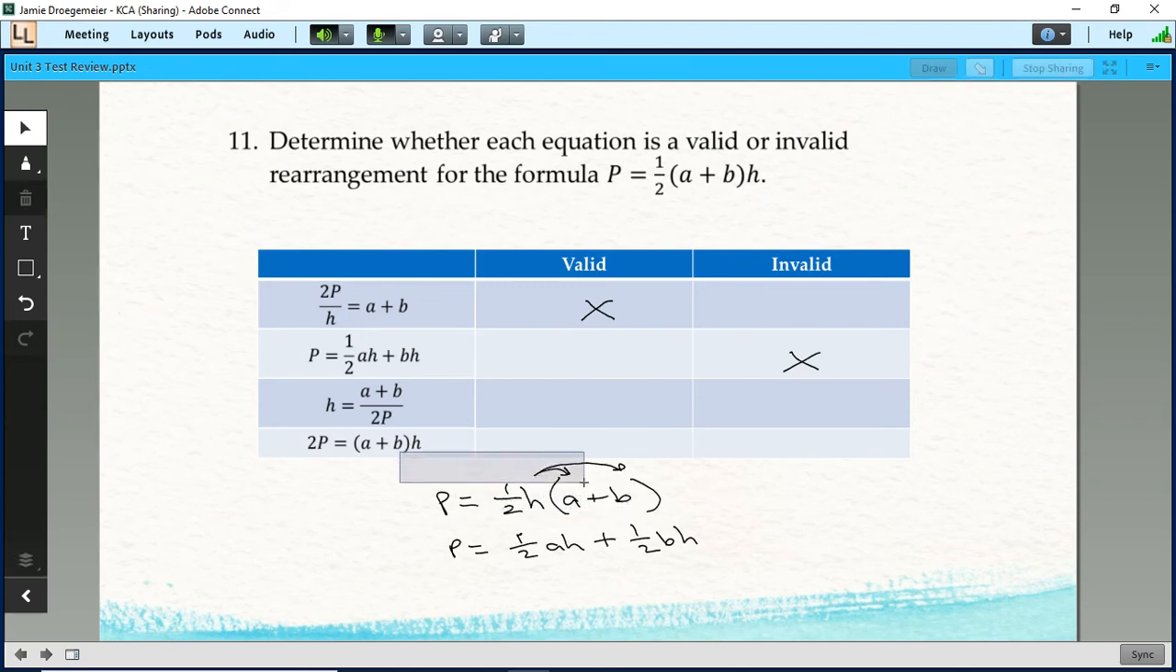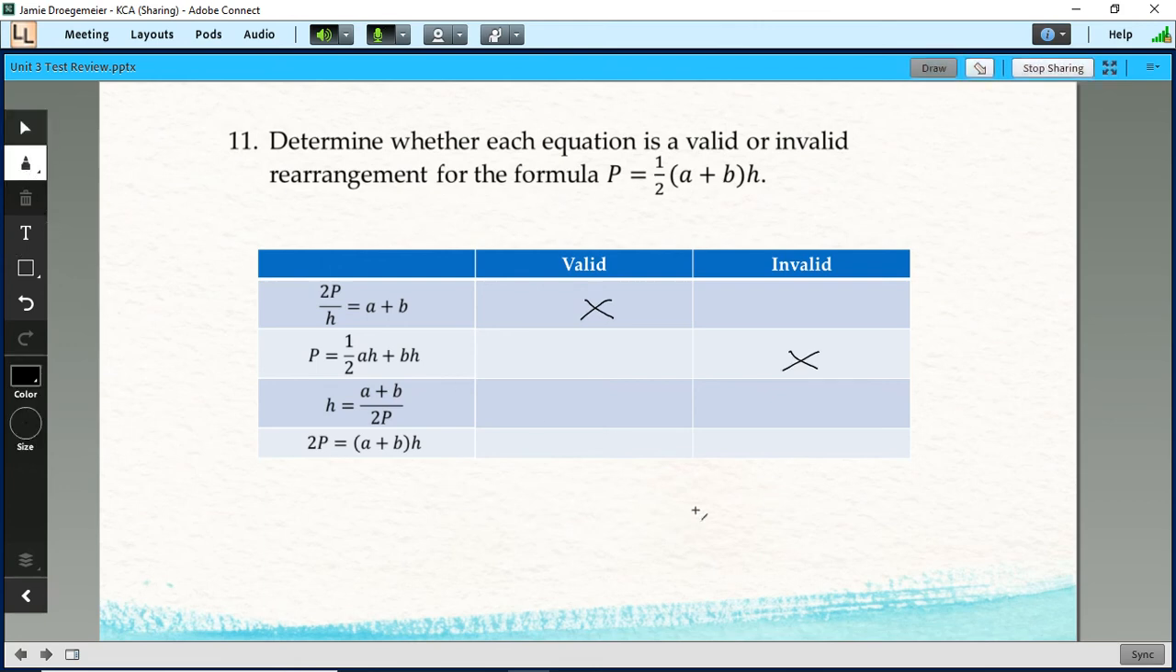All right, in our next one here, they have solved it for H. And so again, I'm going to put the H there. It just helps me to see it a little bit better here. All right, so I would start by dividing each side by 1/2, which we said is the same as multiplying each side by 2. So if I multiply this side by 2, I get 2P. If I multiply this side by 2, I have H times the A plus B. Now I would need to solve for H, I would want to divide by that whole quantity there, A plus B.